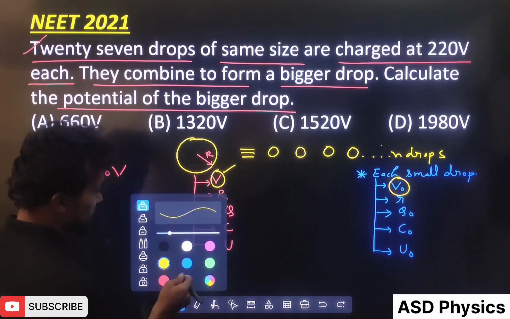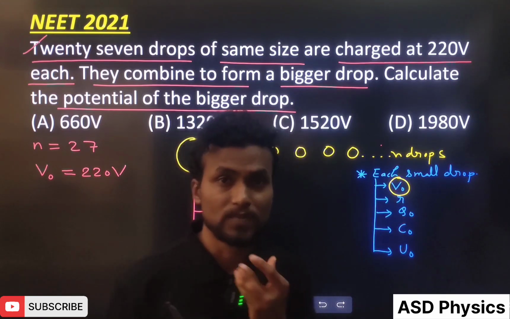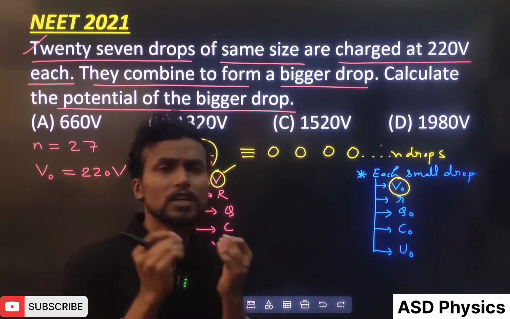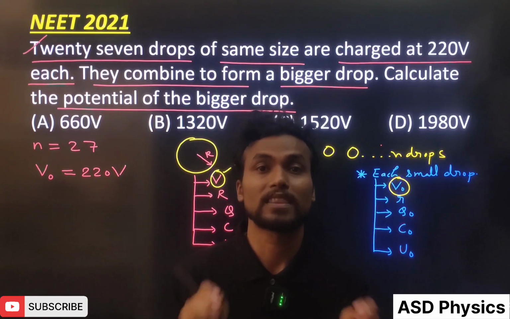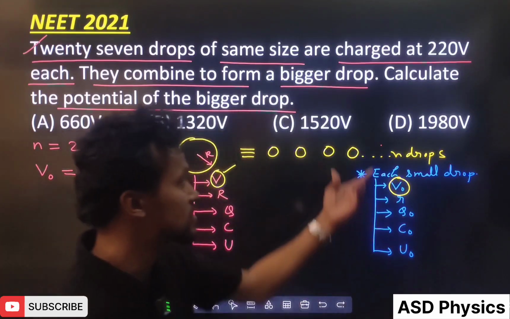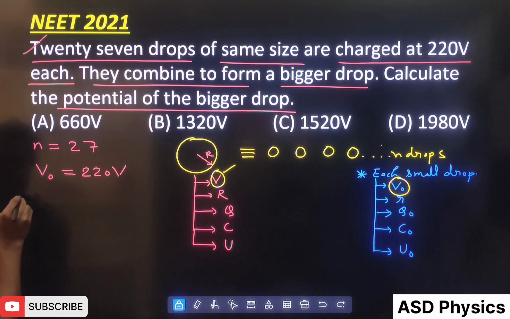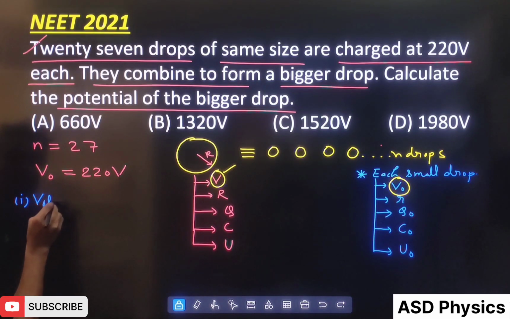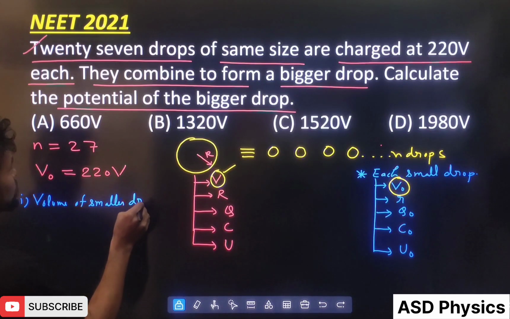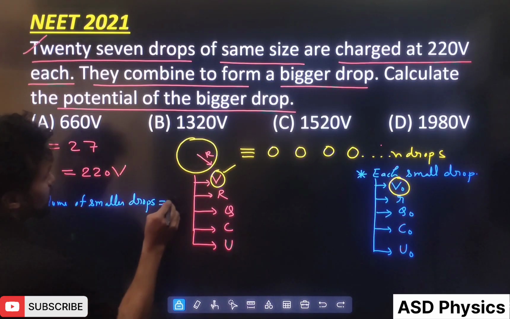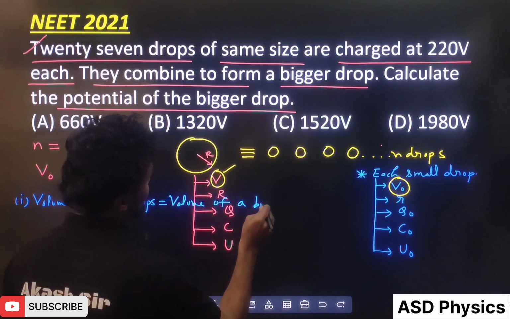Now students, first we are going to see the conservation of matter. You know very well, when the drops combine, do you think the amount of liquid will change? The amount of liquid is not going to change anywhere. That means we can tell the volume of the smaller drops and the volume of the bigger drop will be constant. So see here please, first concept I am writing: volume of smaller drops is going to be the volume of a bigger drop.